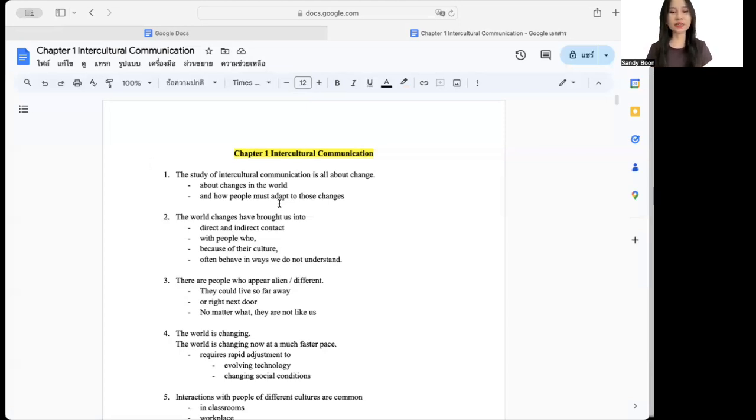And acting differently is basically behaving in ways that we don't understand, which might not mean bad behavior, but we just don't understand it. And it's because of their culture. So that's why we need intercultural communication.